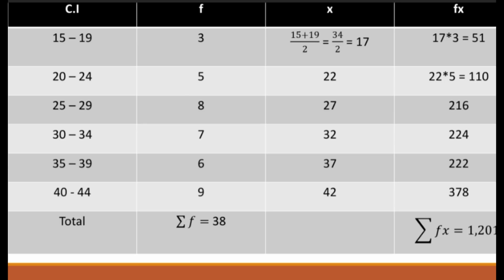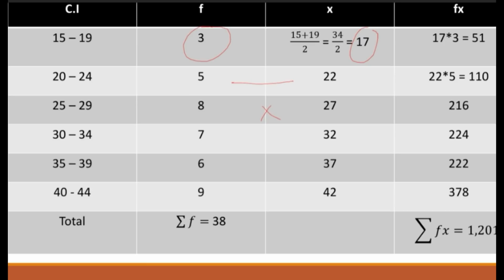Okay, now find fx. How do we find fx? fx means this midpoint multiplied by the frequency. So every corresponding midpoint and frequency should be multiplied. 17 multiplied by 3 is 51. 20 multiplied by 5 is 110. 8 multiplied by 27 is 216, and so on.